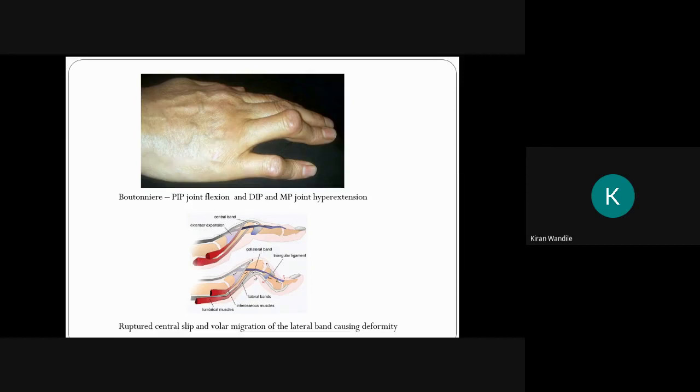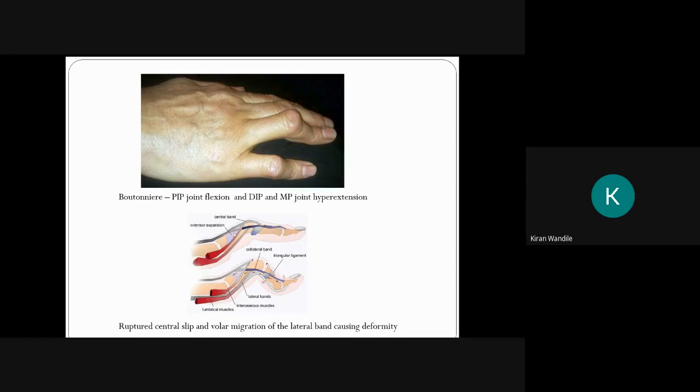The central slip is ruptured, and due to rupture of the central slip, the extensor pull is gone. Why is it called buttonhole? This bone is popping out of this central ruptured tendon, like a button through a buttonhole. Due to this, the PIP joint goes into flexion because the extensor pull is lost. And now what happens?